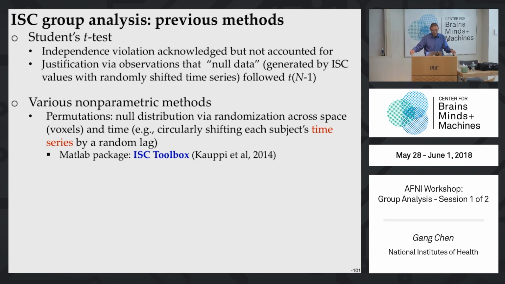Historically, in the early days, people simply did a t-test. Even though there's a correlation structure there, they either adjusted the degrees of freedom, or ran a simulation, but it was sort of like a t-test. So that's one approach. Then recently, there's a MATLAB toolbox called the ISC toolbox, the inter-subject correlation toolbox. That one is very popular.